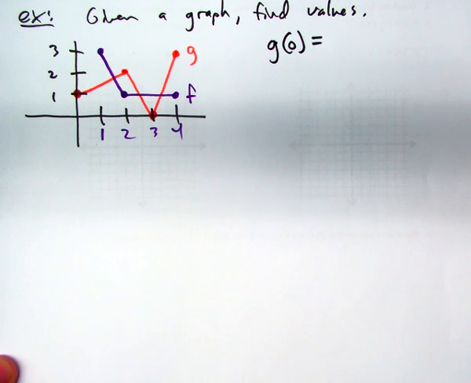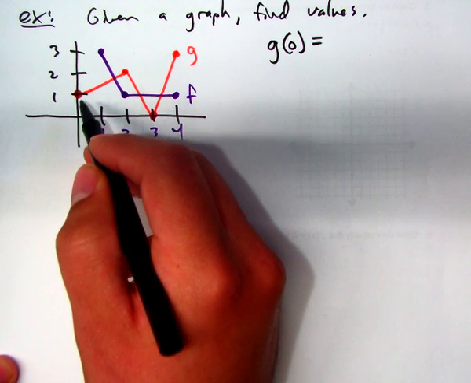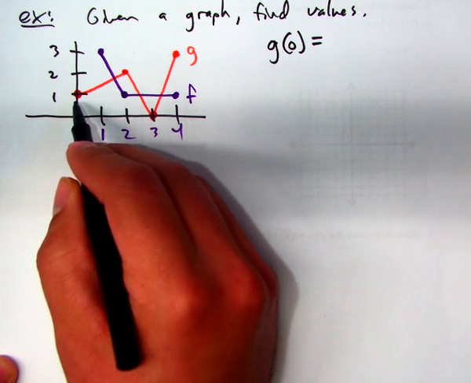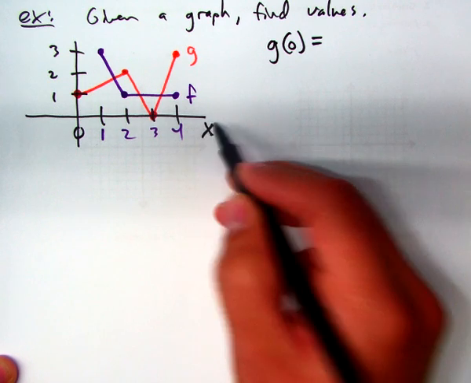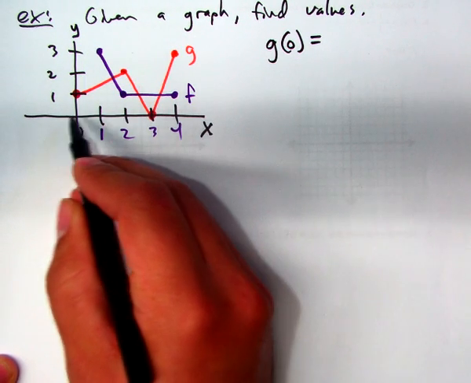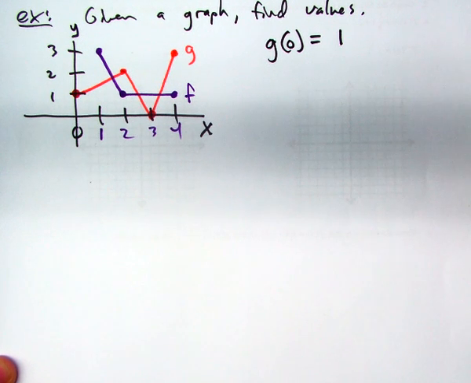That's your answer. Would it be 3? Where's the orange graph at 0? I'm not sure how you're getting 3. If x, this is x, these are not always going to be labeled, guys. If x is 0, where's the graph? At y equals 1. So g of 0 is 1. Okay?